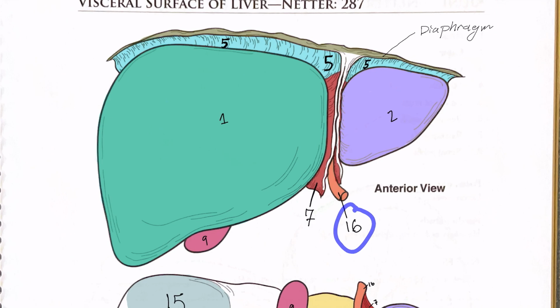Number 16, this is going to be your ligamentum teres hepatis. This is also known as the round ligament. In a fetus, this is known as the umbilical vein. This will come back to haunt you in your lecture class if you do not go back and review that blood flow for the fetus, because they turn into ligaments. Number 9 is your gallbladder.